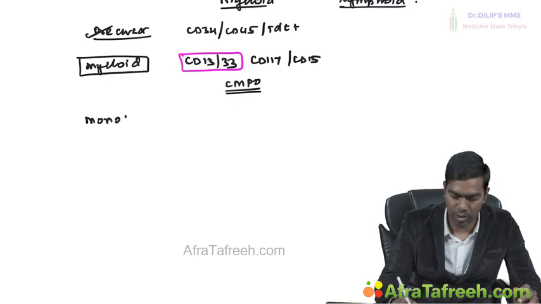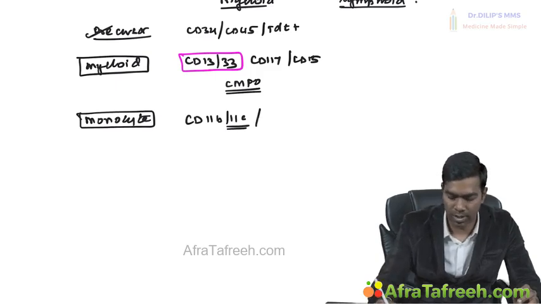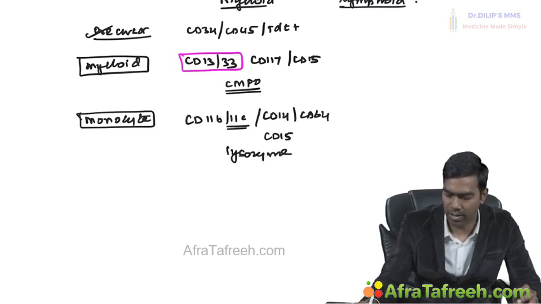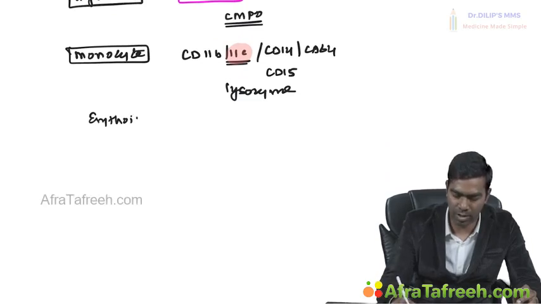And then you have monocytic differentiation. You have CD11B, CD11C. I feel this 11C is the most important for monocytes. CD11B, 11C, and CD14, CD64, and CD15 in presence of lysozyme also. All these things. But as far as I know, the CD11C is going to be the most important for your exams for monocytic differentiation.